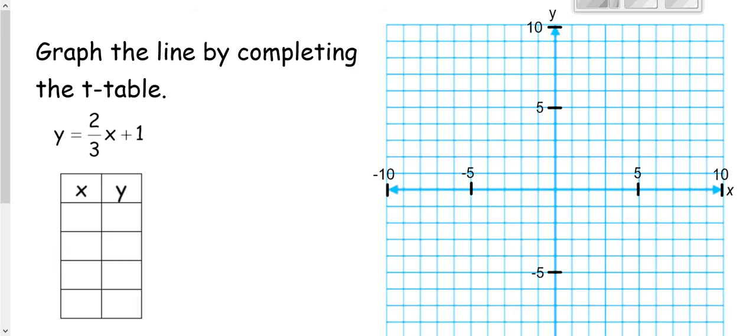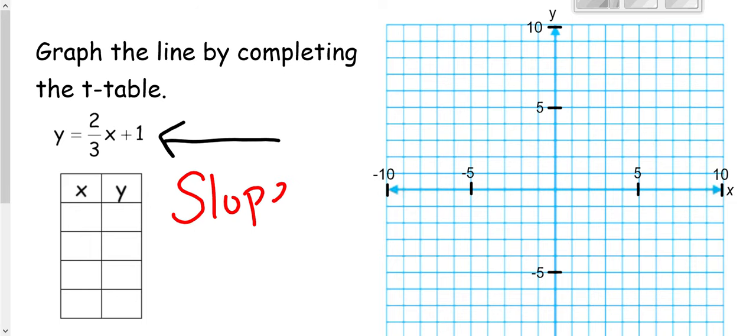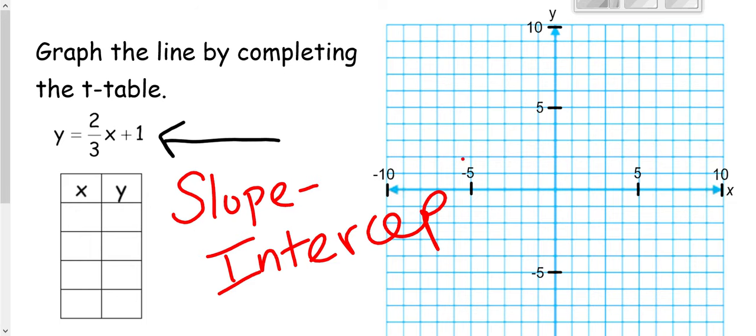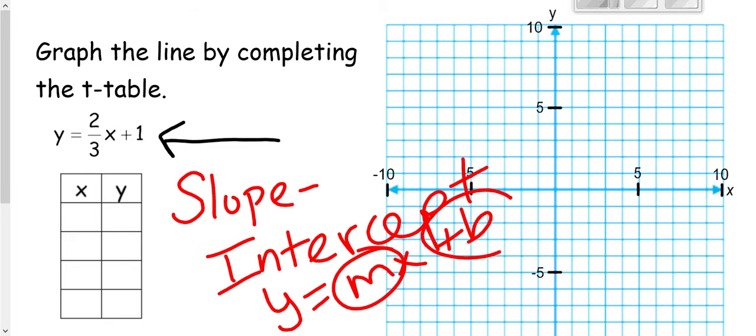So first of all, I want you to see here, again, you can definitely graph using a table, but I want you to note the form in which this equation is written. This form is called slope-intercept form, and it is y equals mx plus b, where m is the slope and b is the y-intercept. So anytime you see an equation that you can basically write y equals mx plus b over the top of it, you can use this shortcut method.